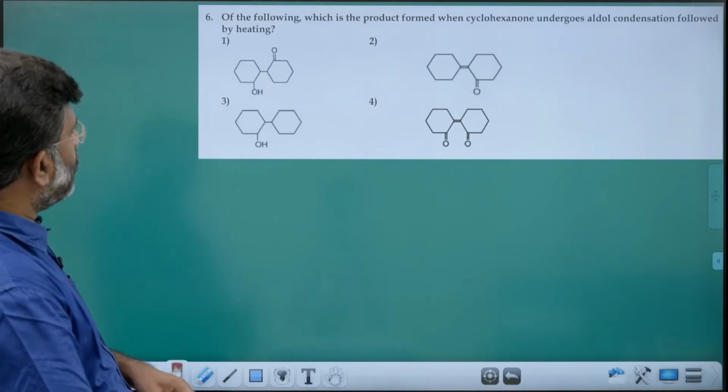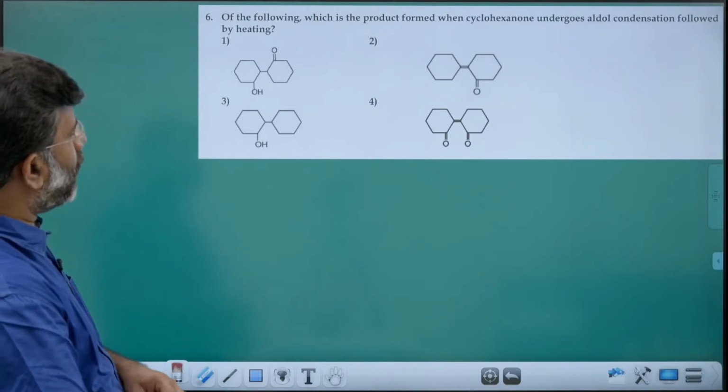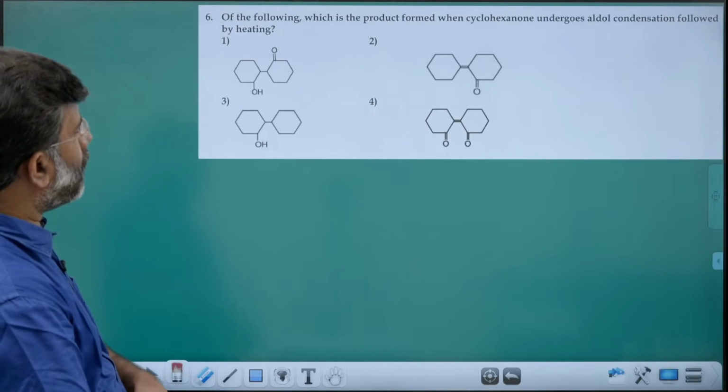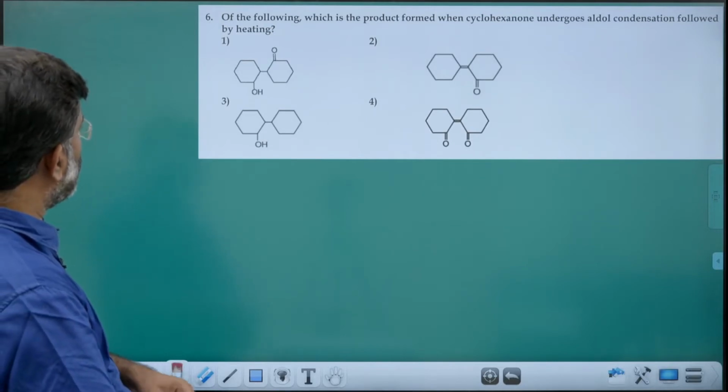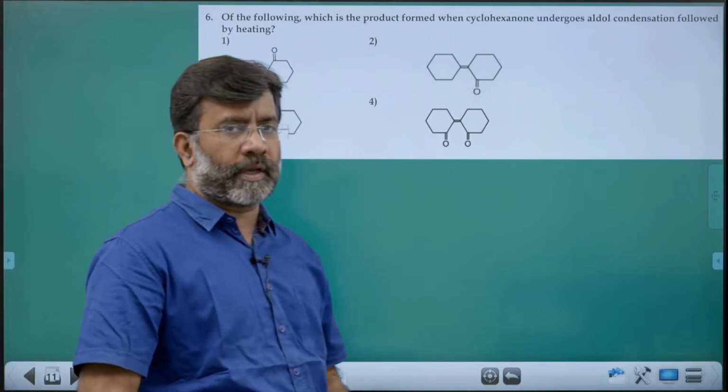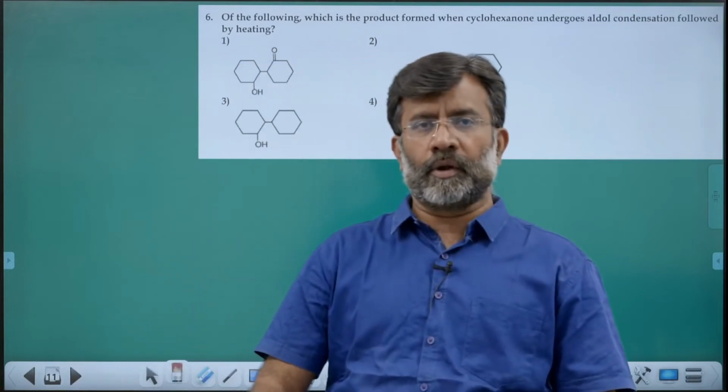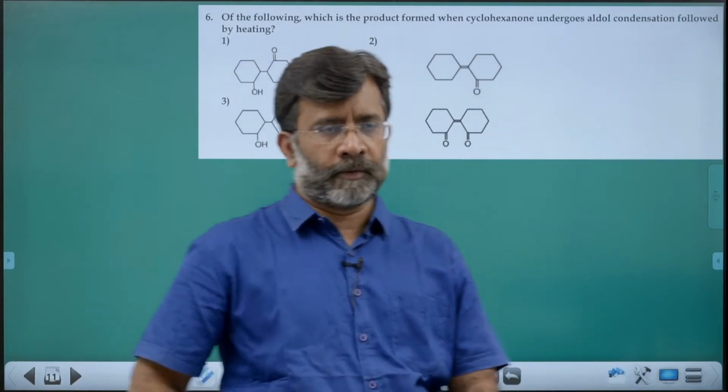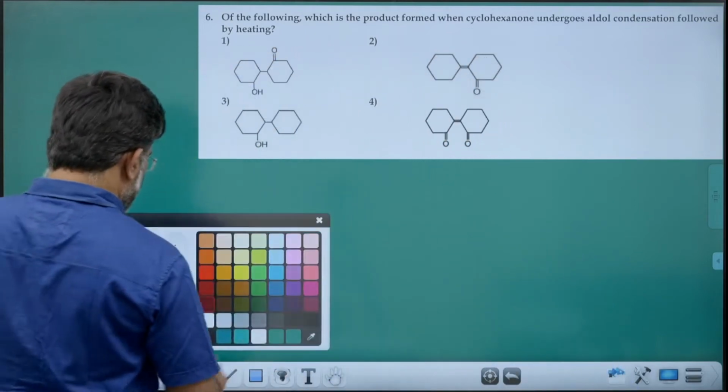Of the following, which is the product found when cyclohexanone undergoes aldol condensation followed by heating? Cyclohexanone undergoing aldol condensation. So what is happening? Cyclohexanone.